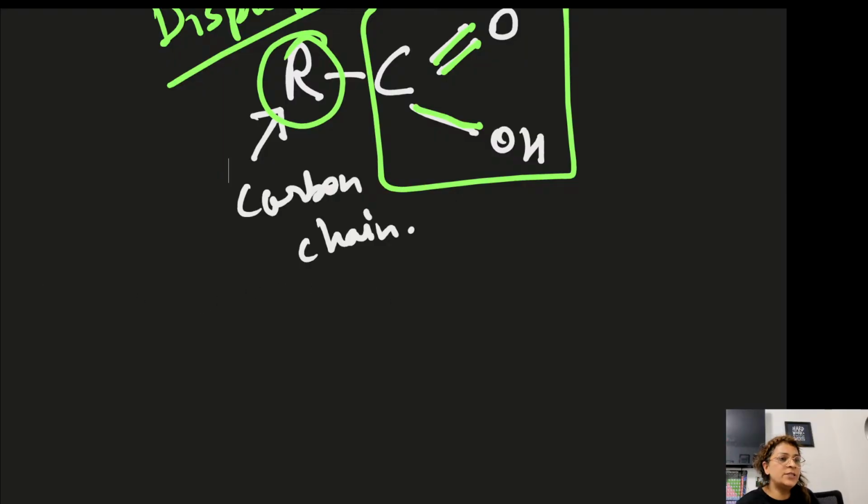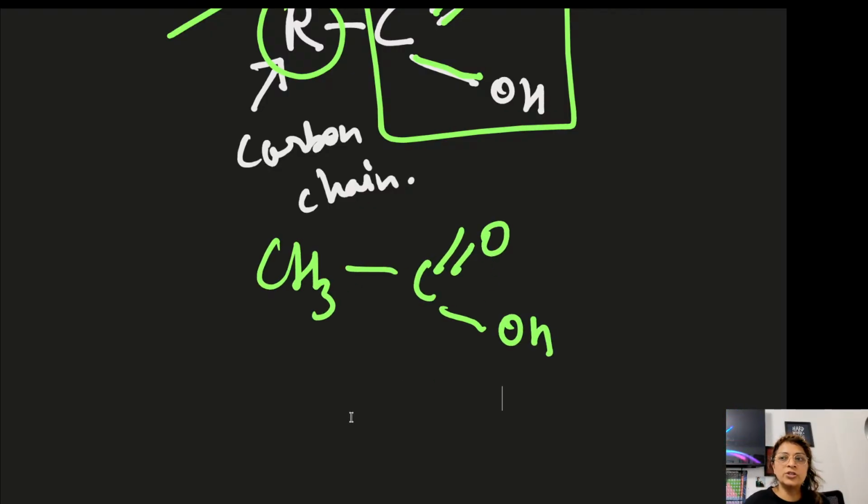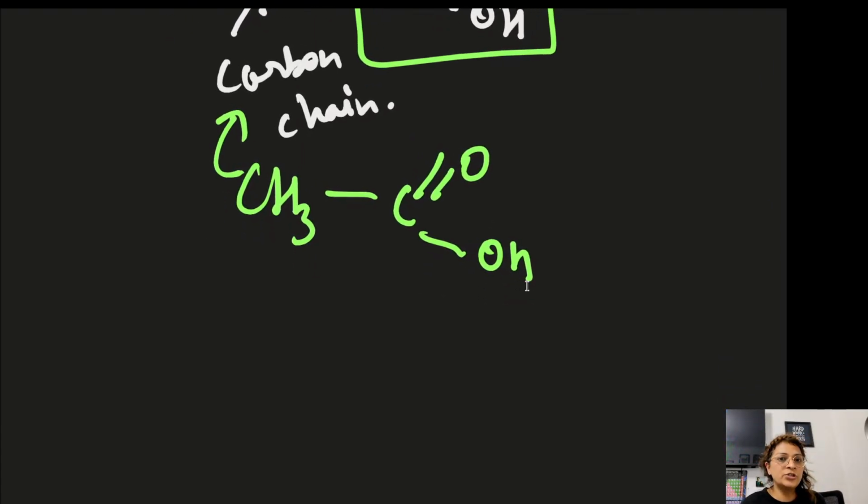Yes, displayed formula in a minute. Now let's talk about repeating. No, R stands for carbon chain. It's not a repeating unit. It's just a carbon chain. So instead of R, you can have CH3, C, double bond O, OH. This is just the carbon chain, CH3. Not repeating unit, Scarlett.